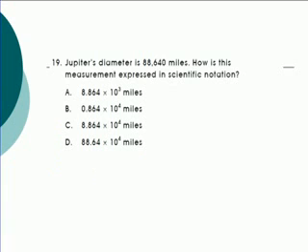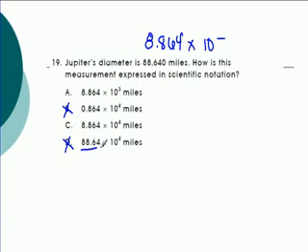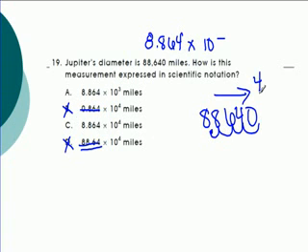Jupiter's diameter is 88,640 miles. How is this measurement expressed in scientific notation? Well, we automatically know that it has to be 8.864 times 10 to the something. So we know that A could be it, B could not be it, C could be, and D could not because it's not in proper form. These two are not in proper form. So now we need it to look like this, 88640. Well, if we start right here, we need to move 1, 2, 3, 4 spaces to the positive, so it has to be letter C.